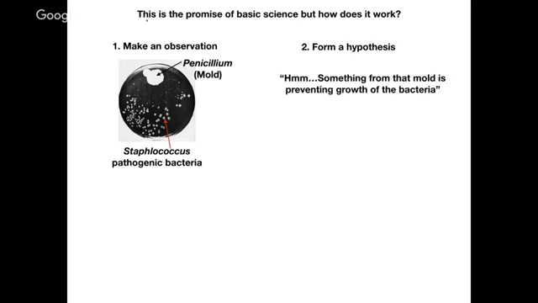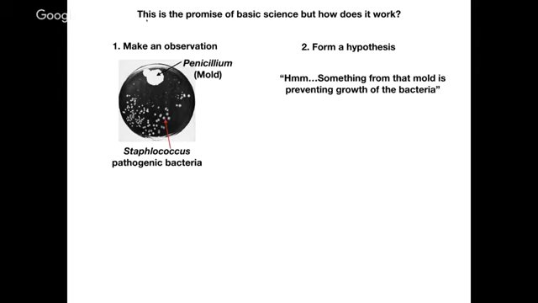And when he came back, his lab was pretty messy. And he took out his cultures of Staphylococcus, which is a pathogenic bacteria. It's a bacteria that causes disease. And what he found was that wherever there was penicillium mold or bread mold, the colonies close to it were smaller or didn't grow as well. So based on that observation, he came up with a hypothesis. And his hypothesis was, perhaps something from that mold is preventing the growth of that bacteria.